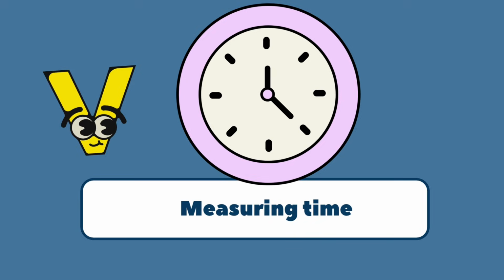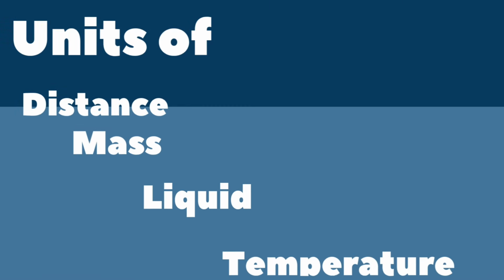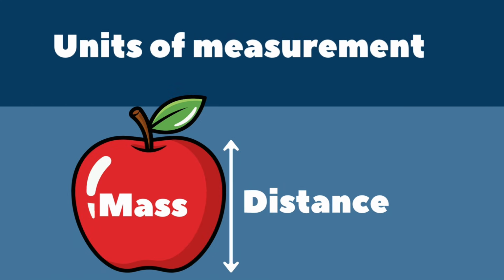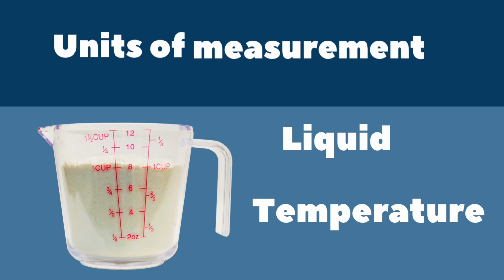Last year in 5th Standard Maths, we learned measuring time, so this year in science, we are going to cover units of mass, distance, liquids, and temperature. First, distance. If I want to find out how tall this apple is, I don't weigh it. I measure its height. Next, mass. How much matter is inside this apple? Let's check the scale. Now for liquid volume.